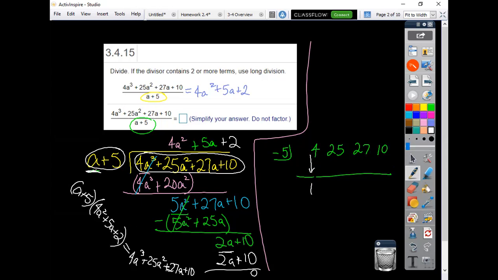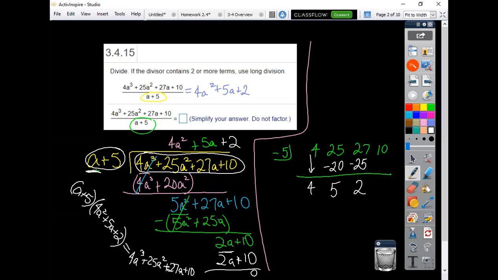So first step is you bring down this 4. This is as if I'm trying to take this a times what to get the 4a. So now you multiply. What have I created? I've created a negative 20, negative 5 times this 4. Well, remember these 25, that's like my a squared. So what's left here? Adding straight down, there's a 5. So now I need 5 more. I've created negative 5 times this 5, a negative 25, and add straight down 2.